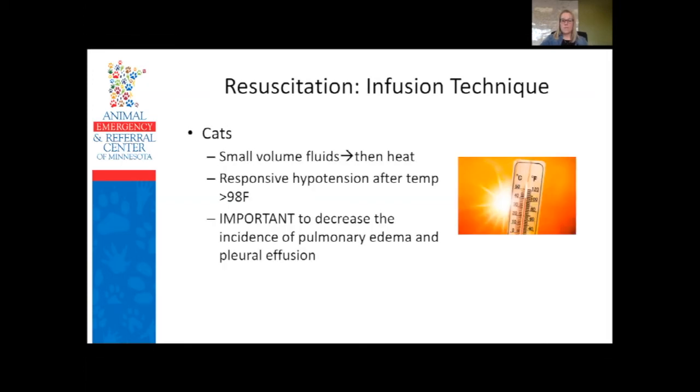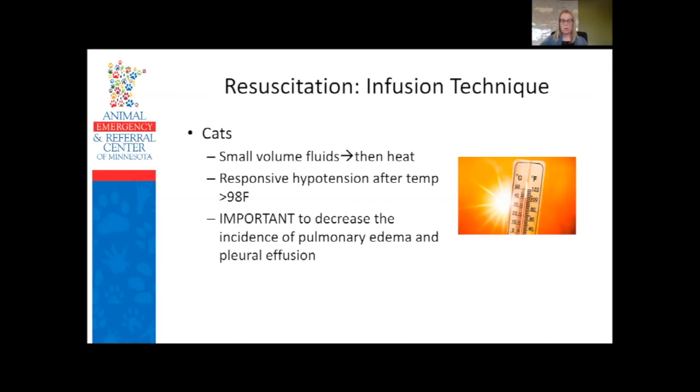And so what that means is, because this hypothermia is playing such a significant role, you start with giving them small volume fluid boluses, and then you apply heat. And typically what we'll see in cats is a hypotension that's actually responsive after their body temperature exceeds about 98 degrees. So once their body temperature is back to normal, you may see that hypotension resolve without further fluids.